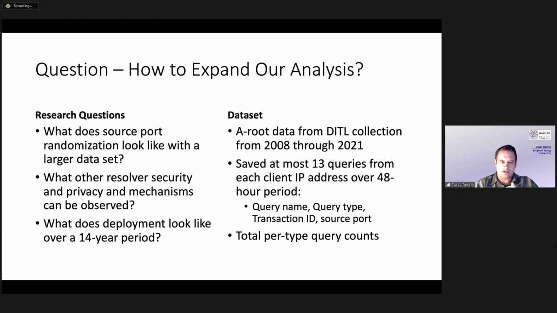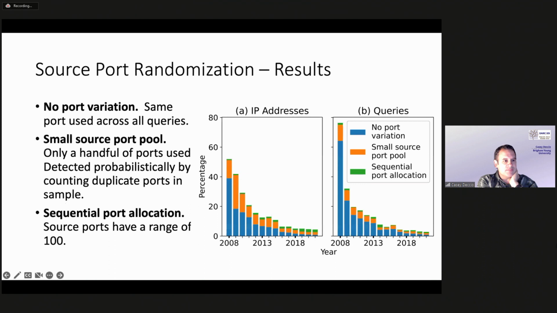We collected things like query name, query type, transaction ID, and source port. And then we also collected, even outside of those samples, the total per-type query counts for various types, not every type, of course, but for many types.